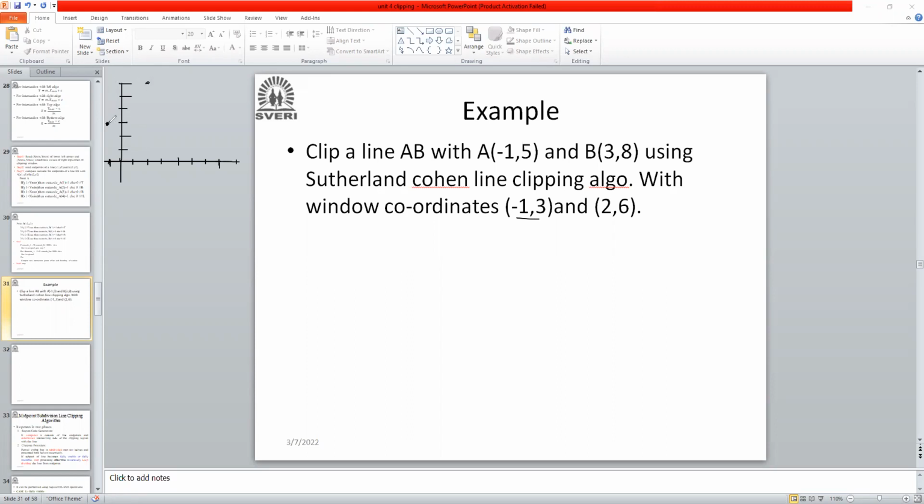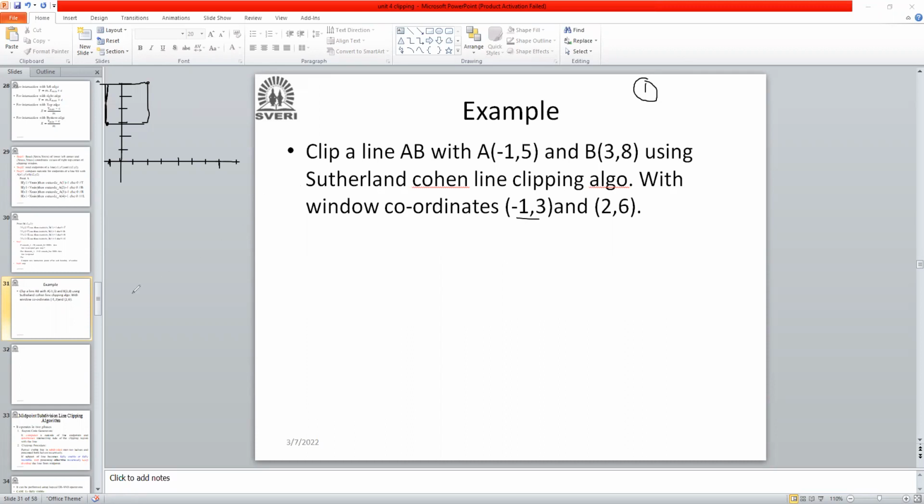Okay. So that is how the window is drawn. Okay. All of you have understood this -1, 3 and 2, 6. Is there any difficulty? No, ma'am. Okay, so step number 1 is over.